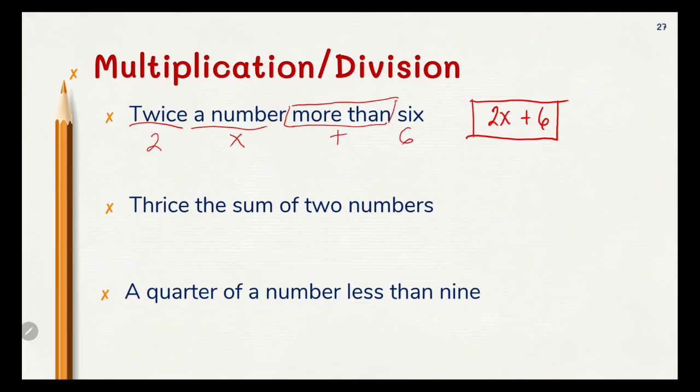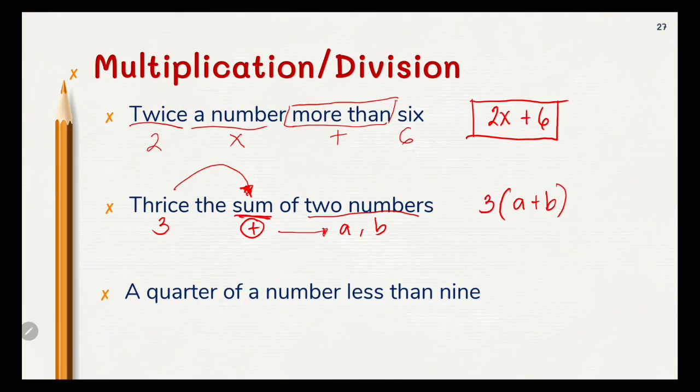Next we have thrice the sum. Sum would indicate plus, okay, of two numbers. So let's say I have A and B. Since I'm going to thrice the sum, that would mean I'm going to add these 2 first. Okay, so I will have A plus B. So that's the sum, then times 3. So that would be my answer.